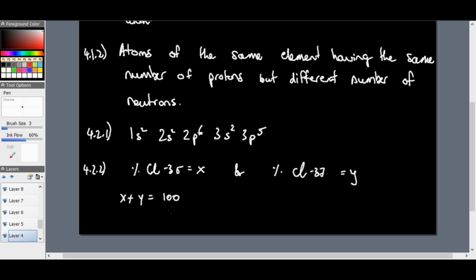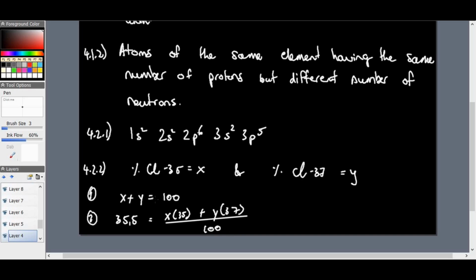That's fair, right? Now, of course, this is maybe equation 1. For equation 2, 35.5, which is the atomic mass, must obviously equal X, which is the percentage of chlorine 35, plus Y, which is the percentage of chlorine 37, divided by 100, which will obviously give me the percentage. Okay, cool. But we've got to sub 1 into 2.